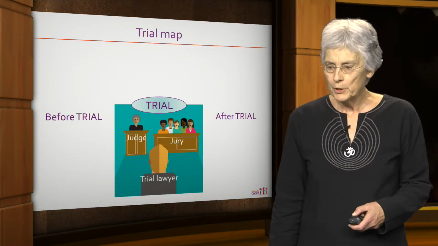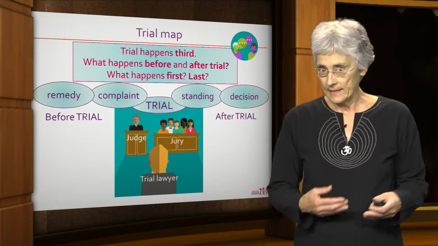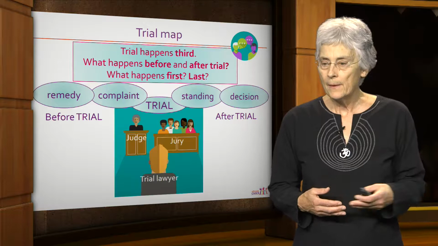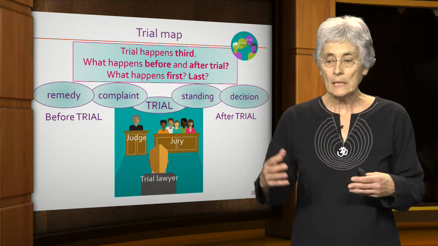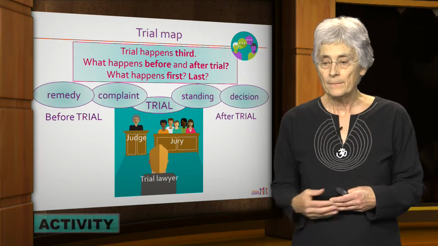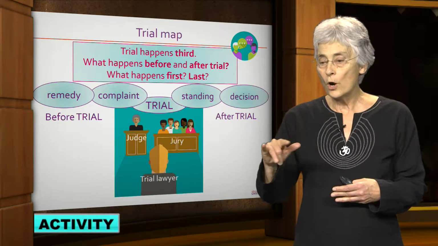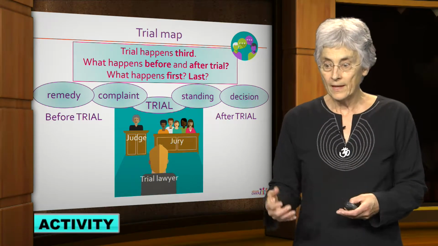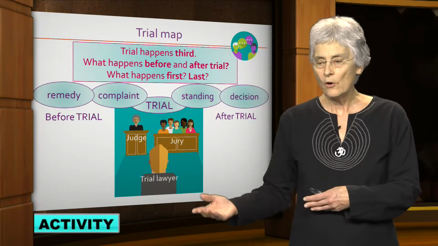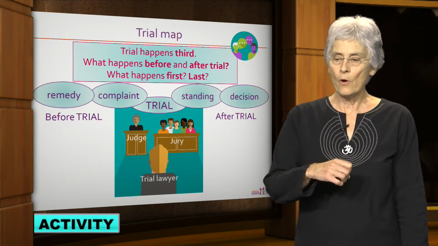So what we're going to do is have a look, in our small group activities, at the vocabulary for these words: remedy, complaint, standing, and decision. And then you decide in your small groups which of these four things happen before trial or after trial. We know that trial happens third. What happens before and after?